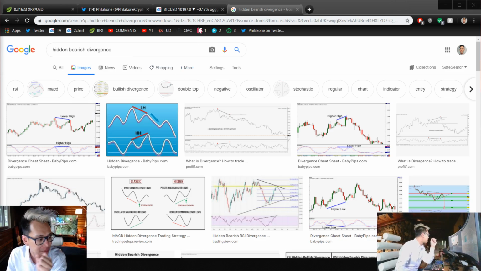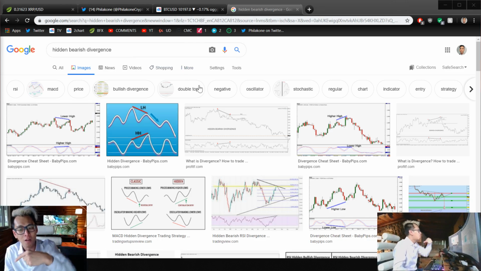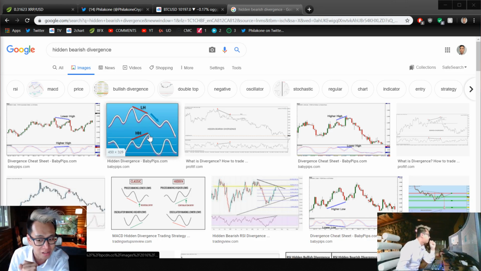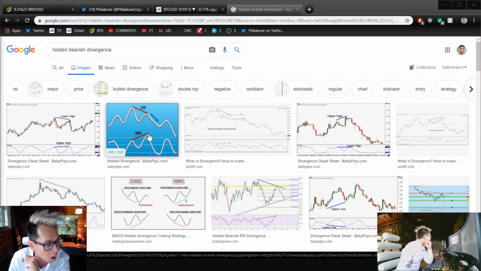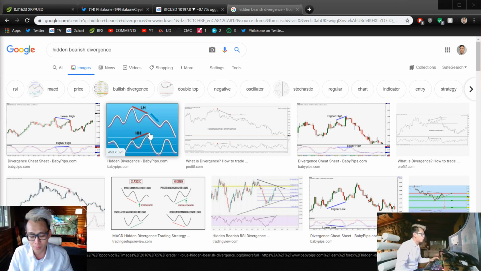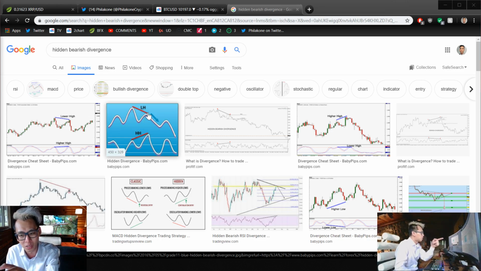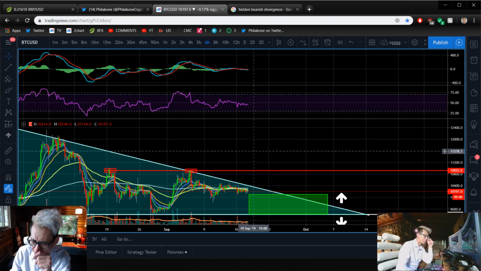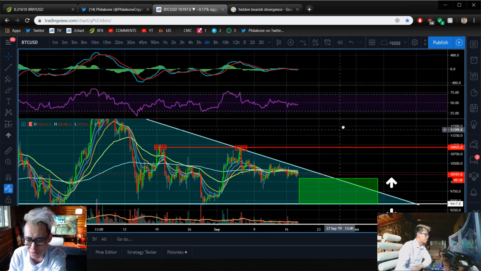So just as an example, in a downtrend, if you get a higher high on an indicator, so once again, a higher high on an indicator, but you're getting roughly the same price points or a lower high on the price, it usually means that the price is going to continue down. Okay, that's a hidden bearish divergence. So we look at these specific points right here.